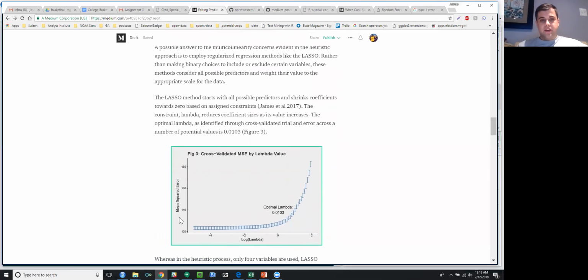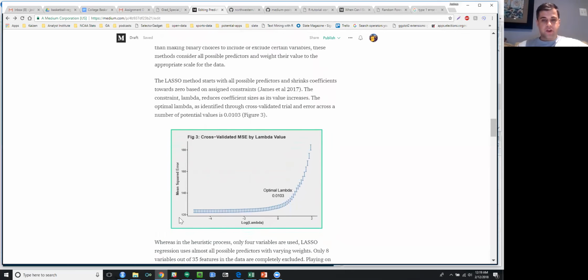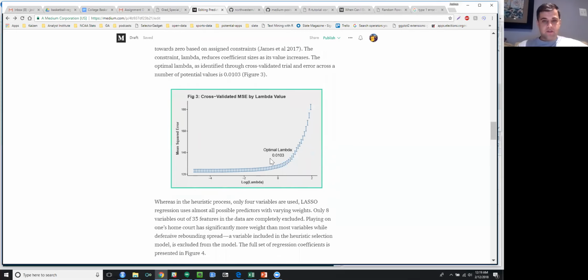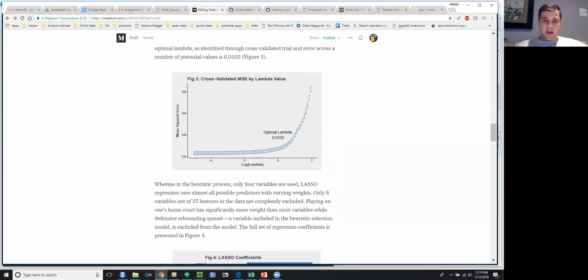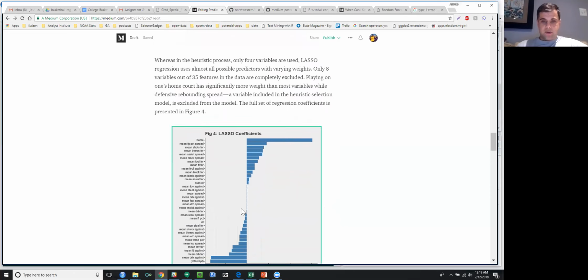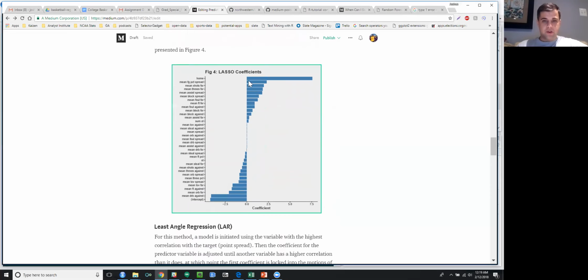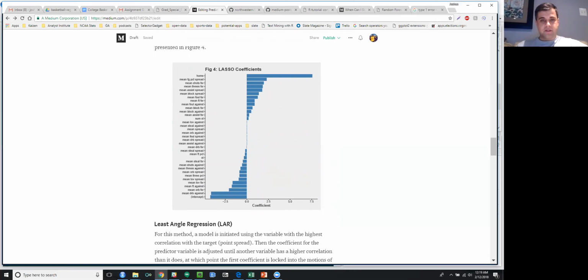Lasso regression involves starting with all of our predictors and using a constraint to shrink those predictors down towards 0, or actually shrinking them to 0 if that's appropriate. So the optimal constraint value, which I found through cross-validation and trial and error, was 0.0103, and then applying that constraint, we got a whole host of lasso coefficients. We got some that were shrunk to 0, including I think 1 or 2 that I actually used in my heuristic model. So egg on my face for that.